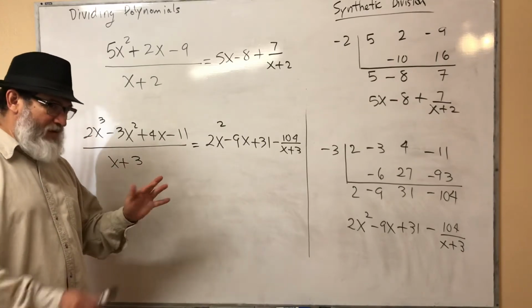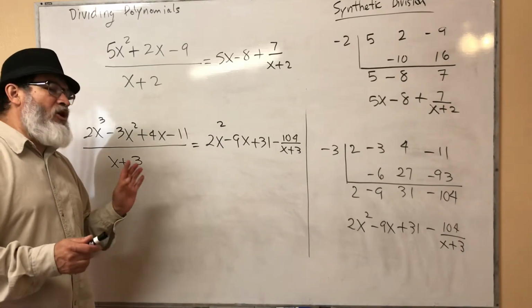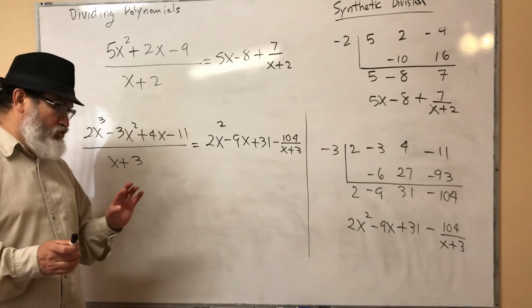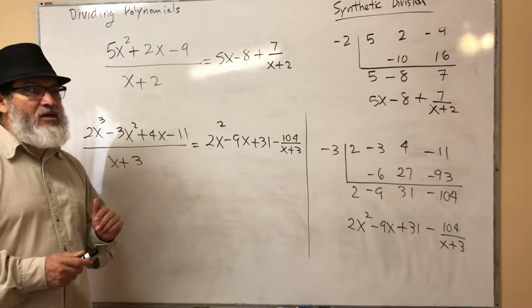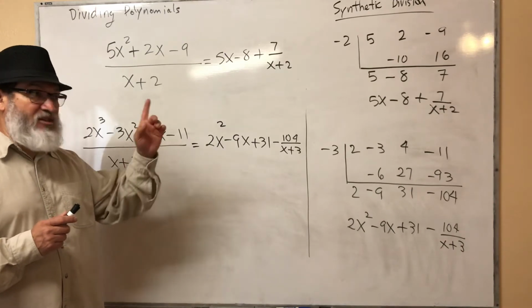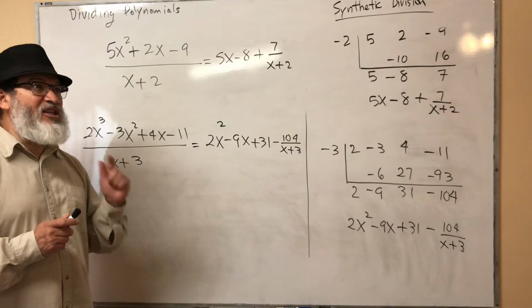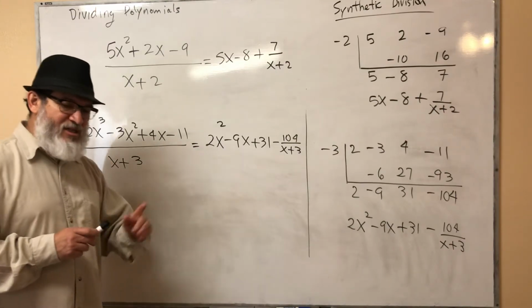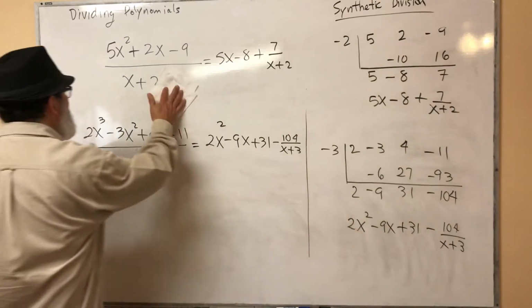All right, so I have to move on into another problem. Now, if there are missing terms, no problem, guys. If we want to do it with synthetic division, we have to write zeros for the missing terms. Let me give you an example. Watch the following.